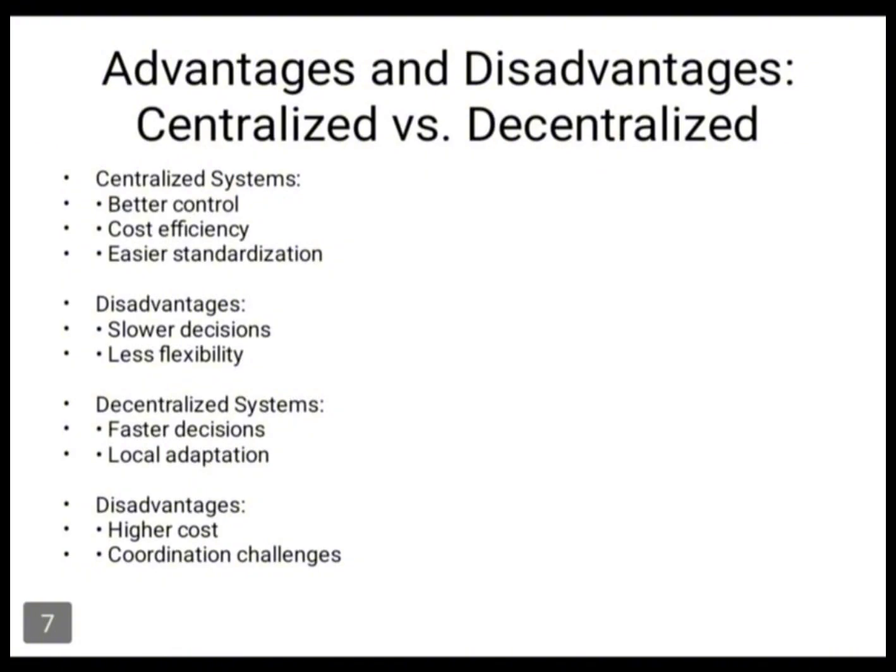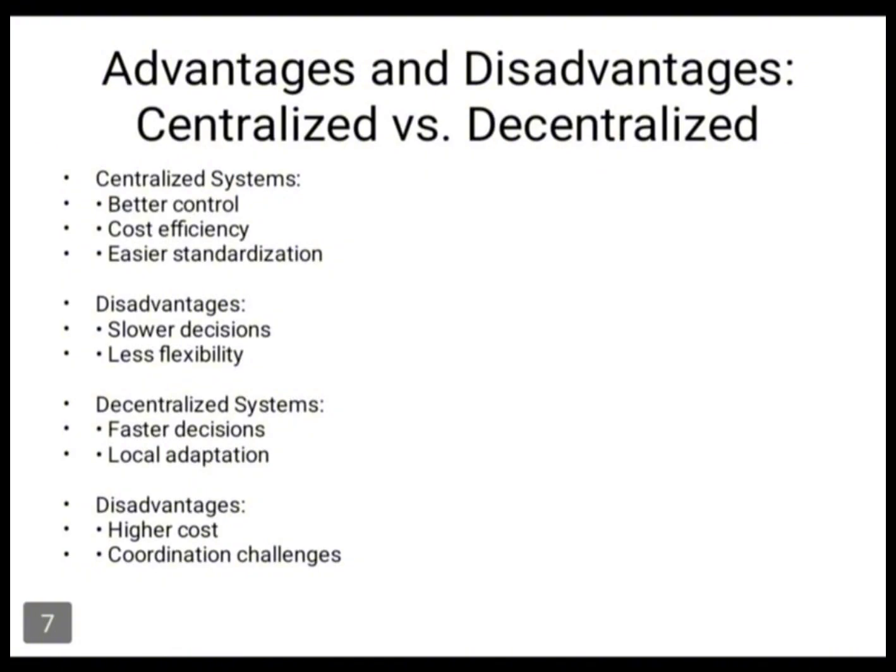So it has slower decision making, since local branches must wait for approval from the head office. So it's not just the company, you have to wait for approval so that the head office can assess. So next is less flexibility. So it's harder to adapt to local market needs quickly.